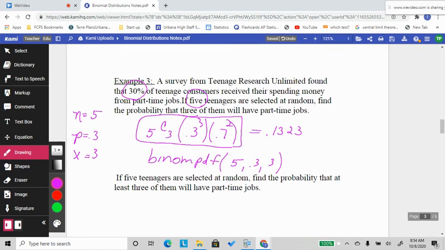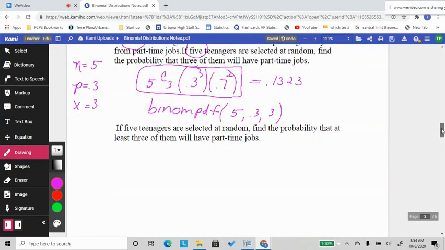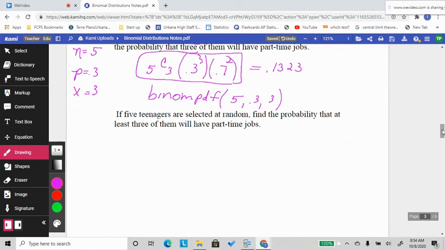All right. Now we're going to talk about something called summation notation. If you've had pre-calc or calculus, you know what I'm talking about. If you haven't, then you're about to learn it now. Here we go. If 5 teenagers are selected, find the probability that at least 3 of them have a part-time job. So the probability is still 0.3, n, p, x. At least 3 means 3 or 4 or 5. And we learned in probability that ORs mean add, so I would need to add them up.